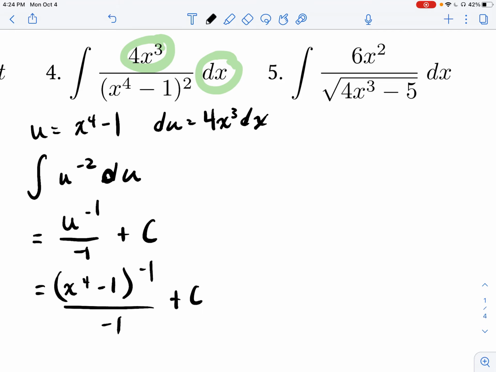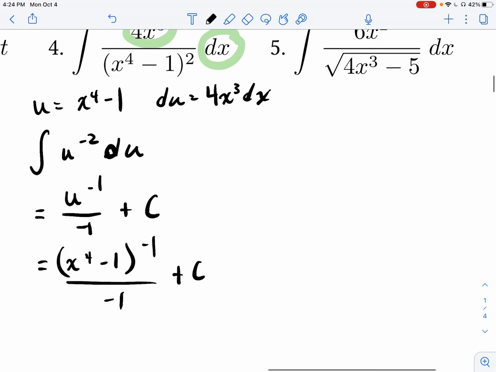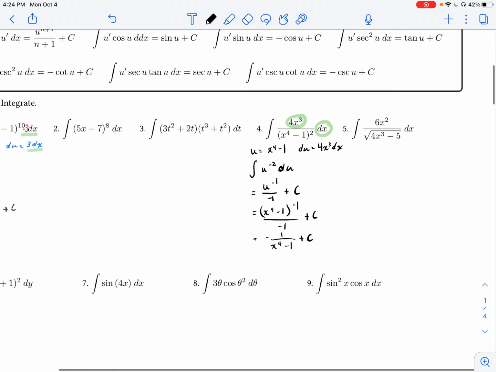And this is actually pretty easy to clean up, so I'll do that. We can then write this as -1 over x to the 4th minus 1 plus c. Okay, so I'll let you continue to work through some of these practice problems.